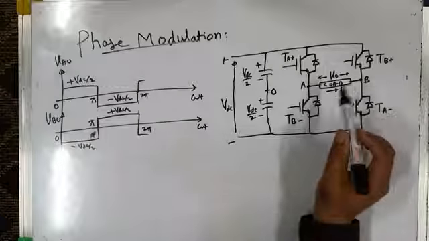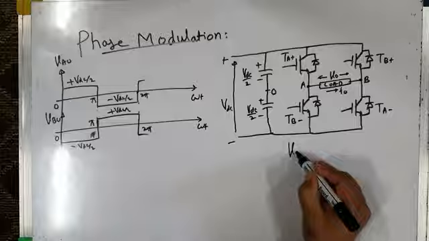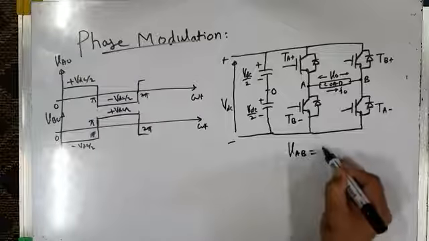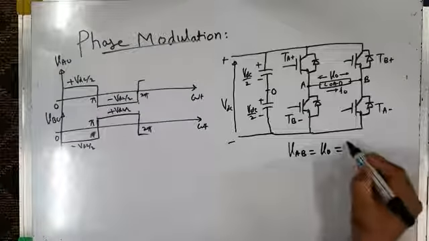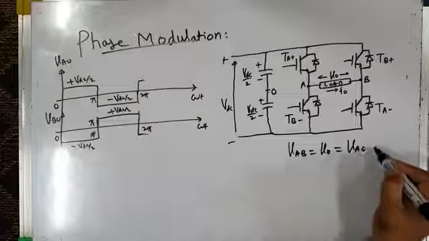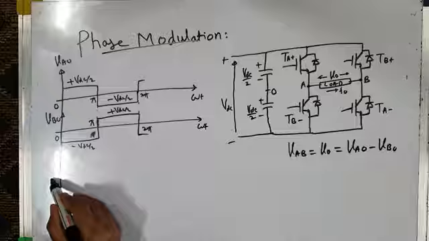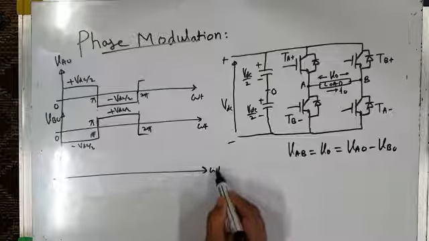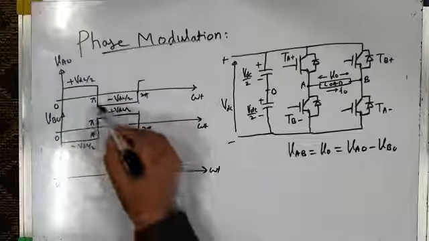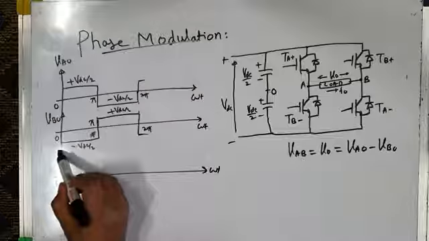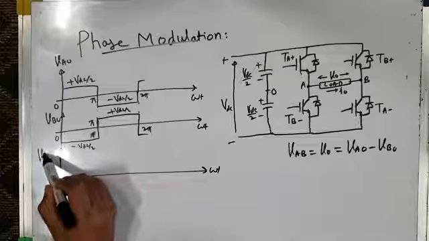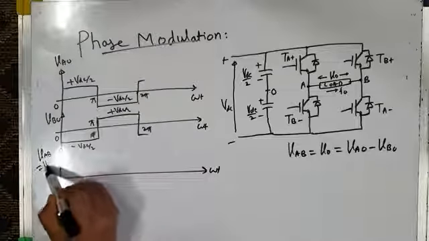In terms of pole voltage, we know that load voltage VAB, which is equal to V naught, is given by VAO pole voltage minus VBO pole voltage. And since you have already drawn these pole voltages, you can subtract the two pole voltages, and you will get the voltage across the load VAB, which is equal to V naught.